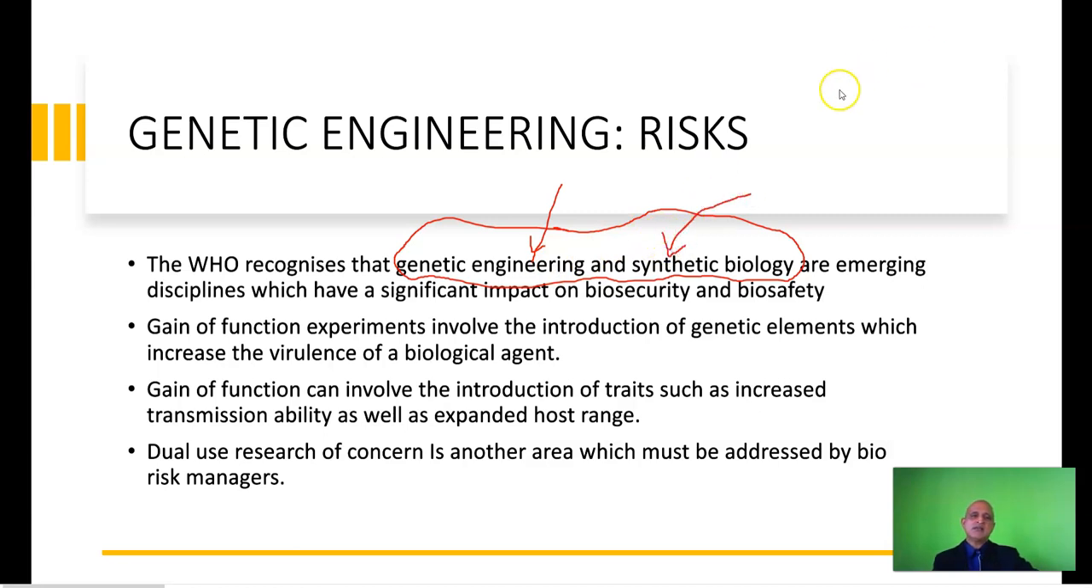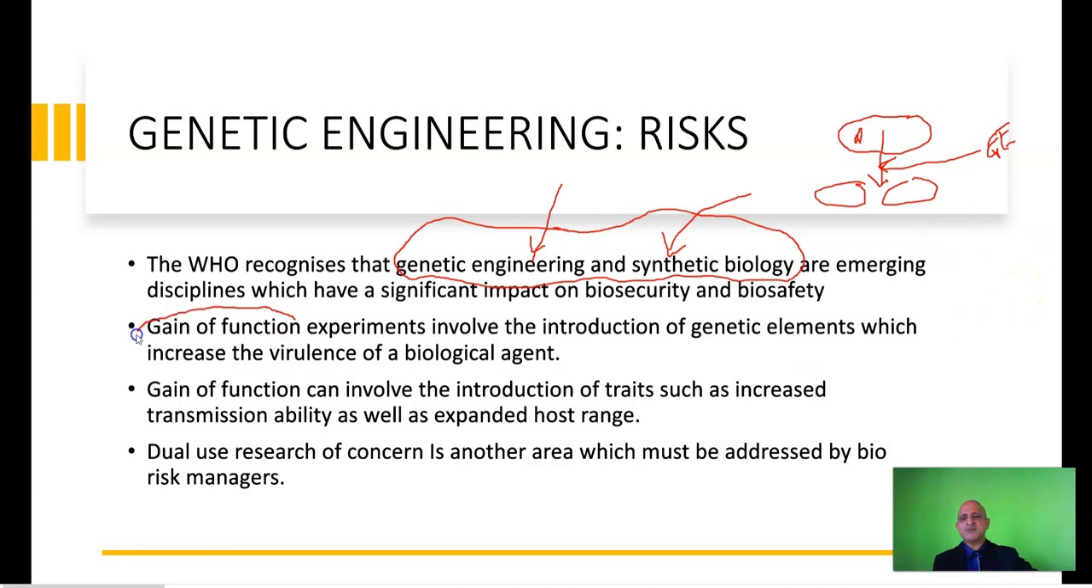So in biological systems, we have genes which are transmitted vertically, which means they are transmitted from the parent to the progeny. And we also have genes which are transferred horizontally. This may be from another organism or via genetic engineering. Now, the genes may be introduced with the intent to enhance the organism's capabilities.